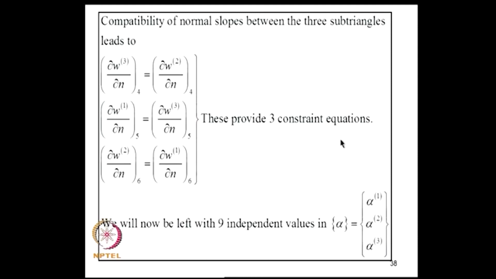So, now we have to assemble all of this and achieve the reduction from 27 degrees of freedom to 9 degrees of freedom. We will now be left with 9 independent values in alpha, alpha 1, alpha 2, alpha 3. Out of these 27 variables 9 will be left. So, how these can be determined in terms of nodal degrees of freedom is by using the relations for W for 1, 2, 3. This is for the element 1, 2, 3, whereas these are for the subtriangles. So, this numbering equivalence is needed.